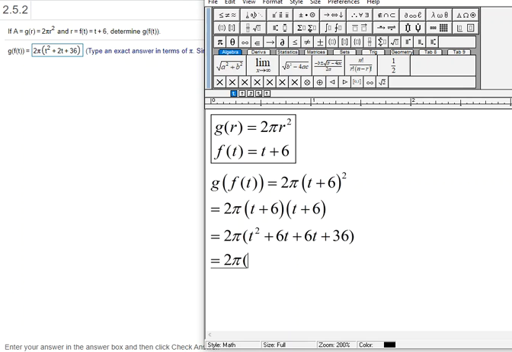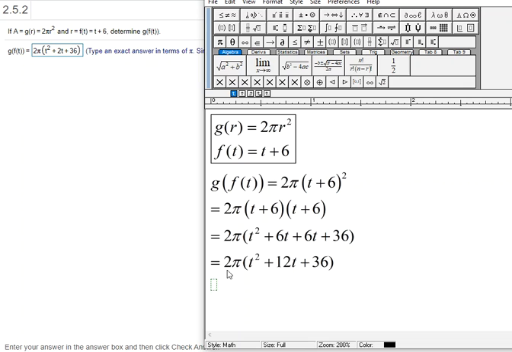I'm just moving my 2 pi down. I haven't done anything with that yet. I'm going to combine like terms. So we have, I'm just going to copy this to save some typing. And the middle two terms combined, where I have 6t plus 6t, that's going to combine down to 12t.